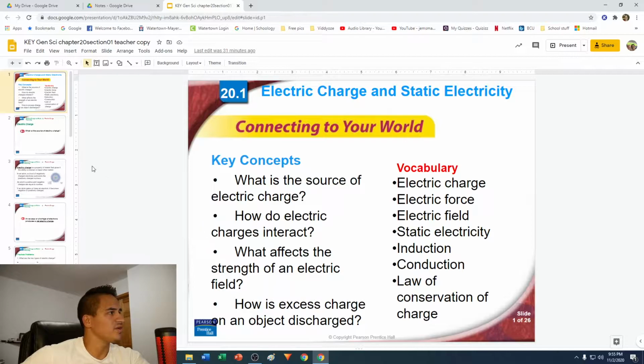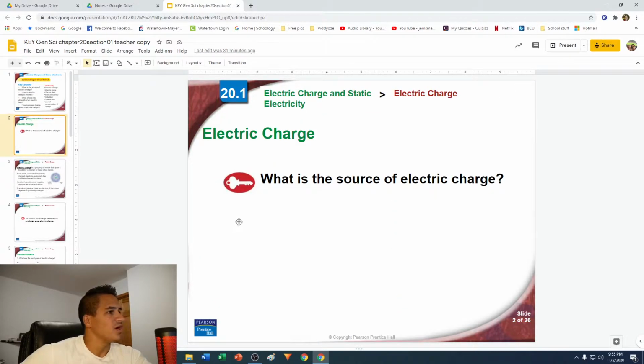So let's begin here and talk about what is electricity and what is electric charge. Now, there's a lot of vocab in this section, but we'll do the best that we can to break it down and make sure we understand what they're talking about. All right, so what is the source of electric charge?